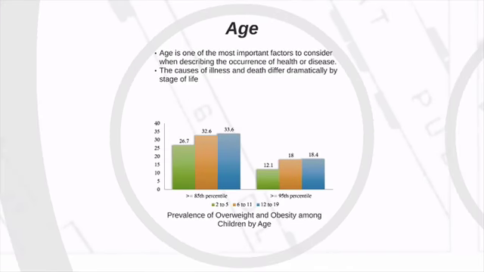All right, so let's start with age. So age is one of the most important factors to consider when describing the occurrence of health or disease. And this is because, obviously, the causes of illness and disease differ dramatically by stage of life. So we're discussing very different health outcomes when we're dealing with young children versus the elderly. We'd be concerned if we start to see diseases of the elderly happening among young children, which you could say that is happening with diabetes.